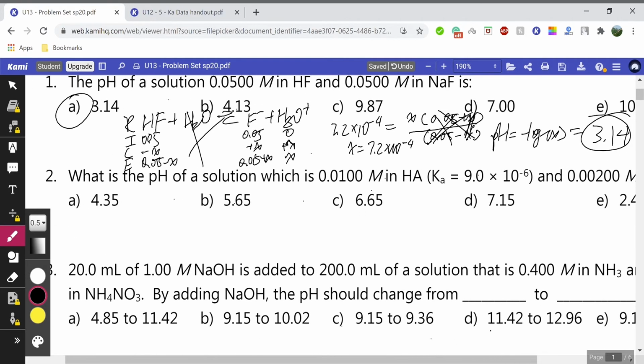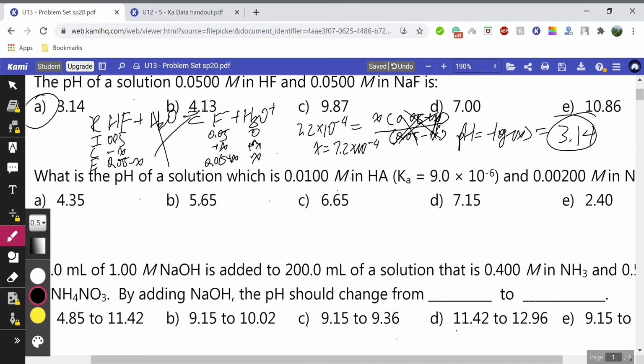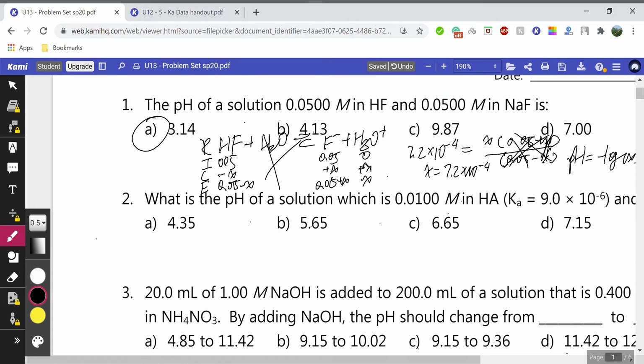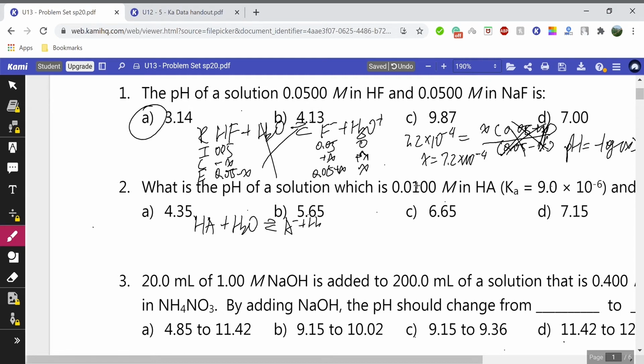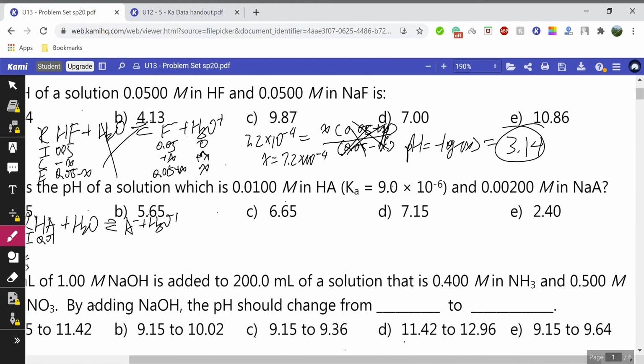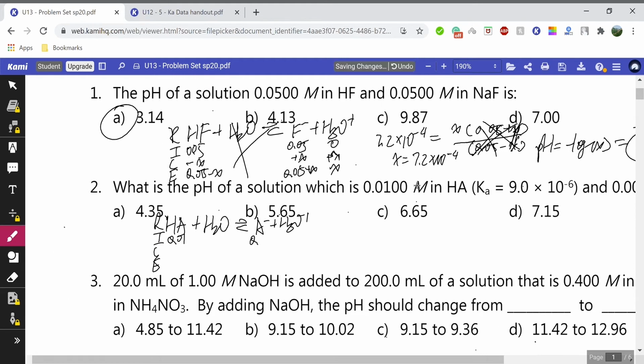So next, what is the pH of a solution which is 0.01 molar in HA and 0.002 molar in NaA? So this is the same type of question as above. So we have HA, and I told you the Ka, so great. So HA plus H2O will form A minus plus H3O plus, and we just do the same process as above. So we'll use the RICE chart, and this time it's 0.01, and A minus is 0.002. So it'll be minus x, 0.01 minus x, it'll be plus x, 0.002 plus x, it'll be plus x and x.